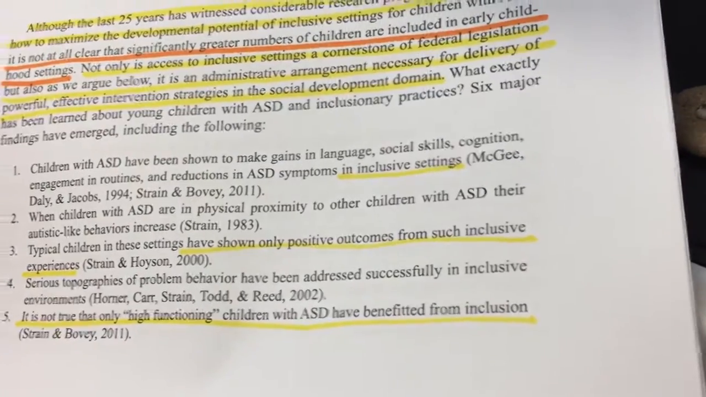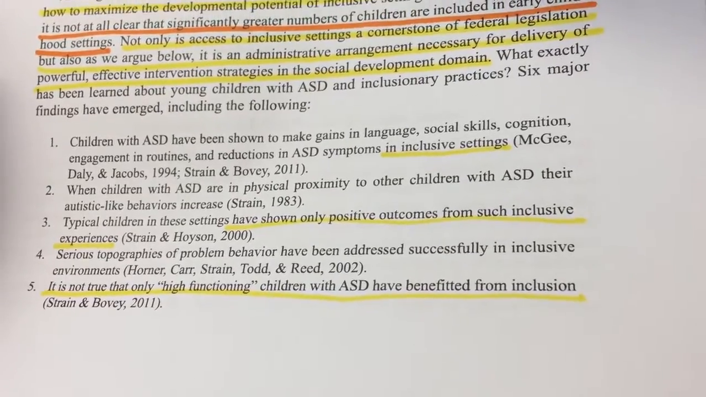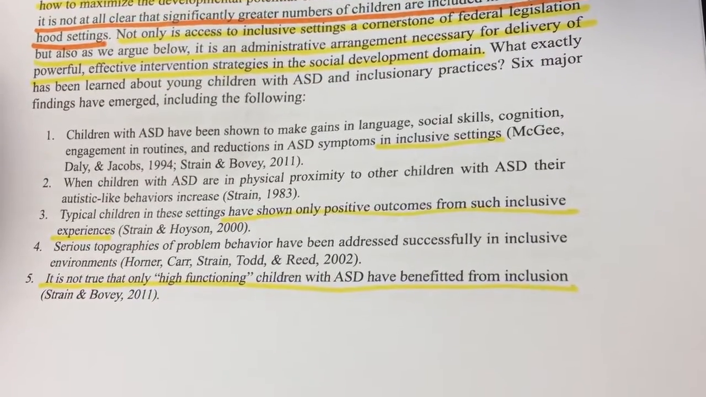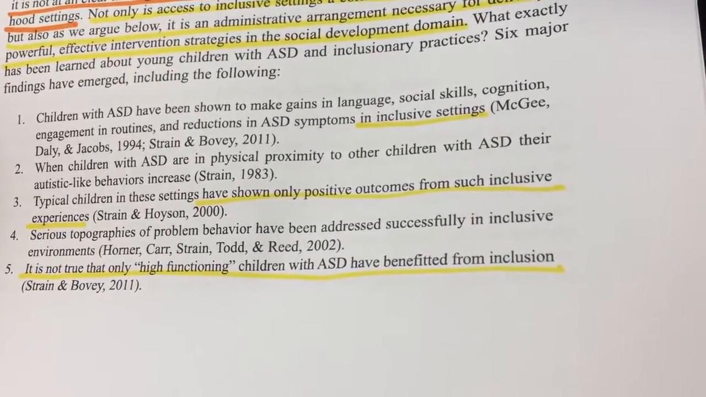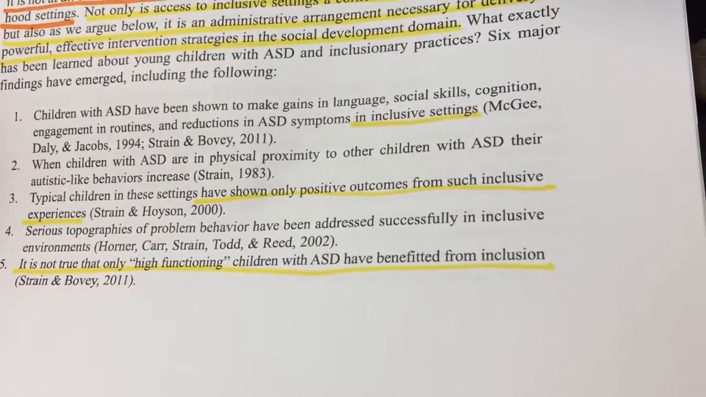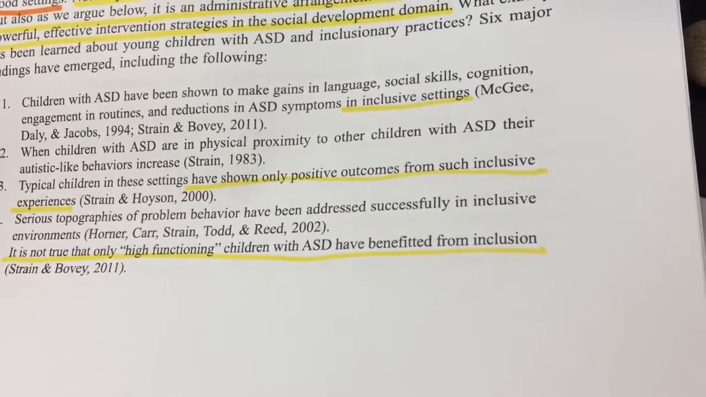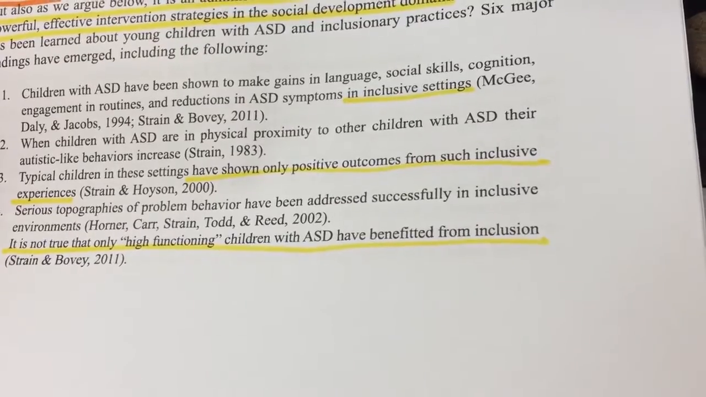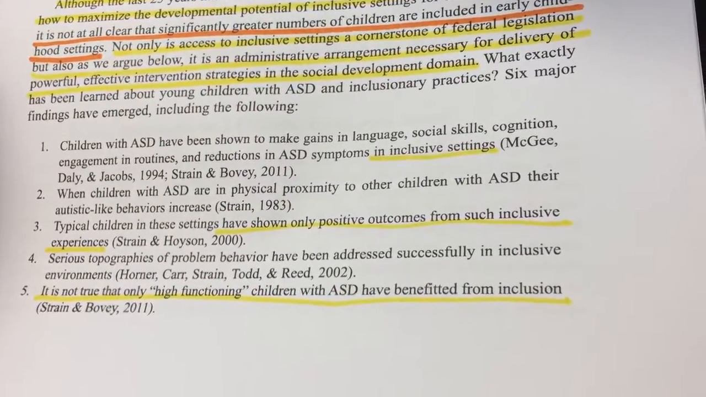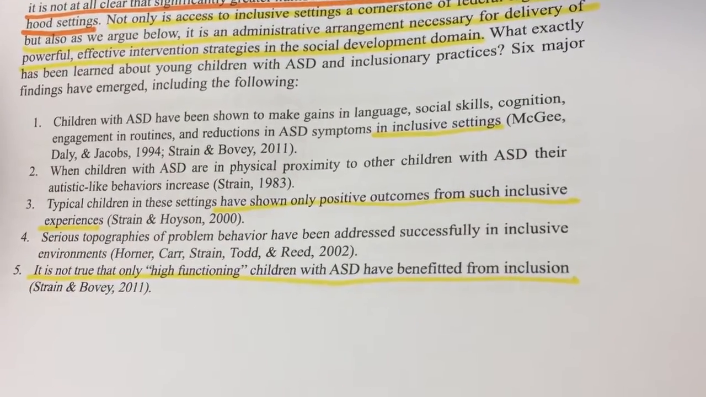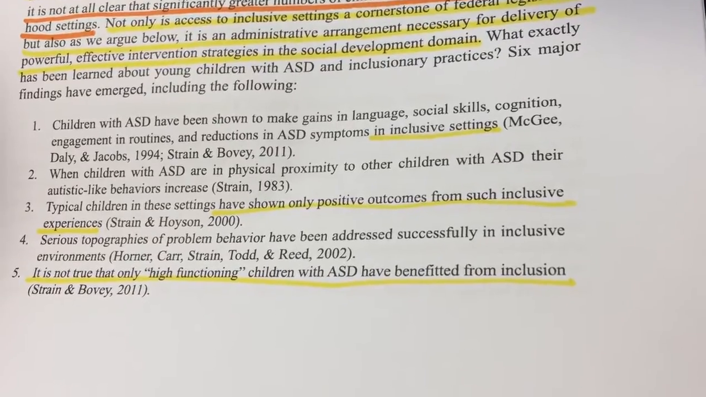So 6 major findings have emerged. Number 1, children with ASD have been shown to make gains in language, social skills, cognition, engagement in routines, and reductions in ASD symptoms in inclusive settings, okay? Number 2, when children with ASD are in physical proximity to other children with ASD, their autistic-like behaviours increase. So you're putting a bunch of kids together that are doing the same sort of thing, which isn't really your intention, right? You really want kids with ASD to be a part of the larger community.